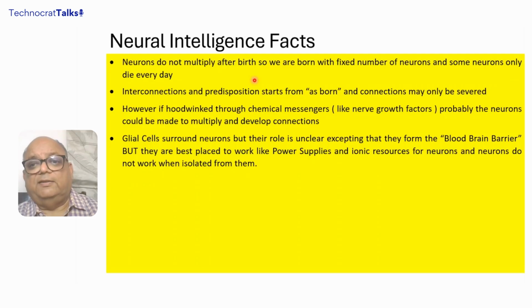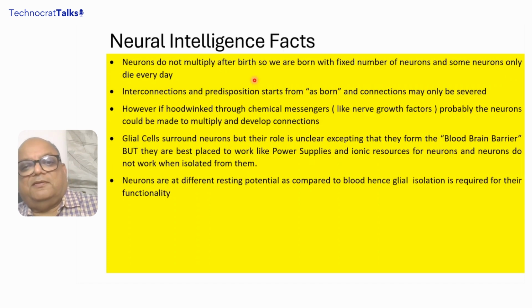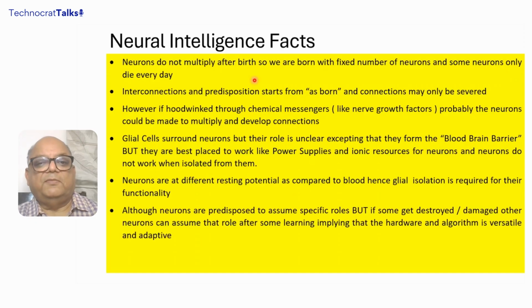So they are insulating the blood from the neuron, but they are carrying the ionic resources from the blood and making them available to the neuron for the generation of action potential and synaptic inputs. For all practical purposes, they are analogous to power supplies, SMPS, if you please. Neurons are at a different resting potential compared to blood, hence glial isolation is required. Without glia, the neurons will not work. If you separate out neuron and glial cell, the neuron will fail to work, obviously.